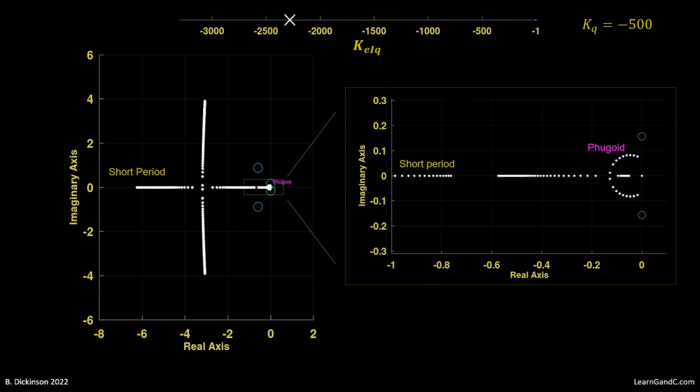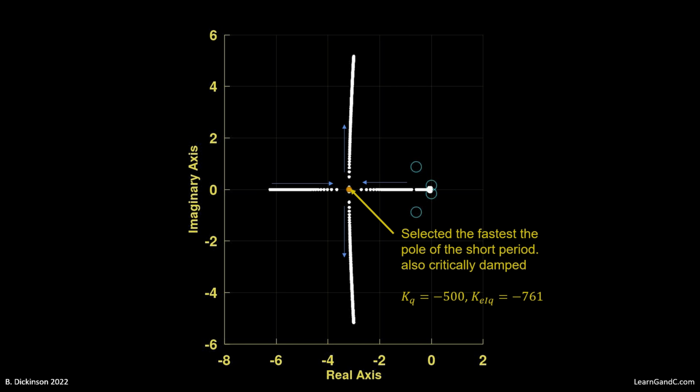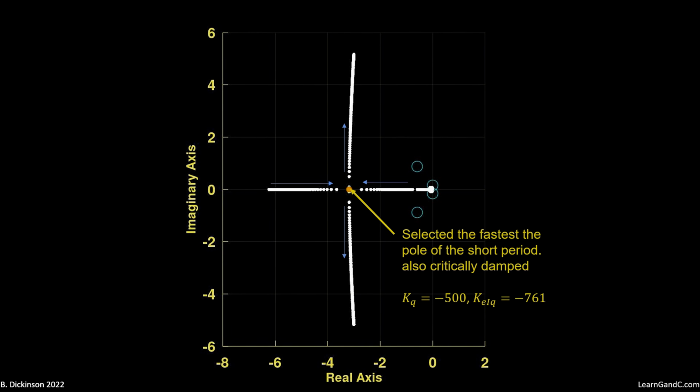The short period becomes critically damped, with eigenvalues on the real axis. As the integral gain is scaled up, the short period eigenvalues approach each other and split along opposite trajectories at -761. The phugoid follows the same pattern as before. We select gains for the fastest short period response that's still critically damped.